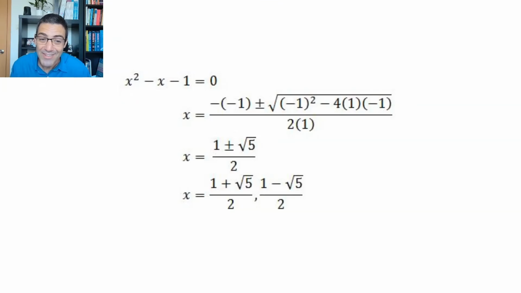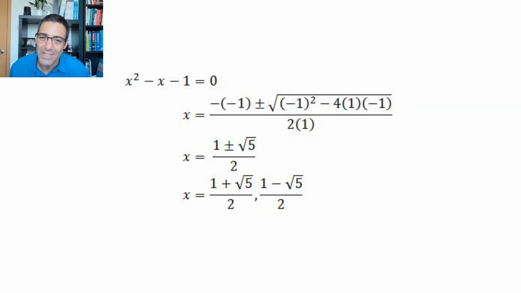And so phi is the solution, or one of the solutions, to x squared minus x minus 1 equals 0. You can use the quadratic formula to solve it, and you'll get 1 plus root 5 over 2 and 1 minus root 5 over 2. 1 plus root 5 over 2 is phi. 1 minus root 5 over 2 is psi, which is another Greek letter.